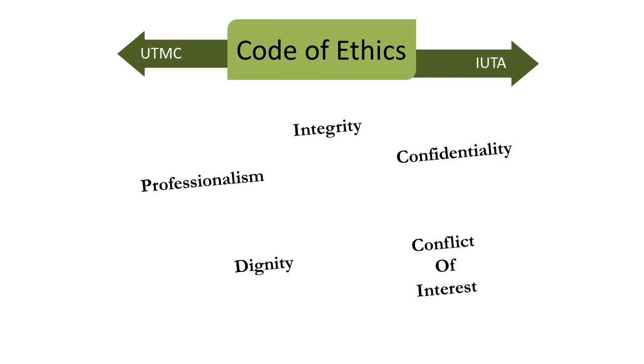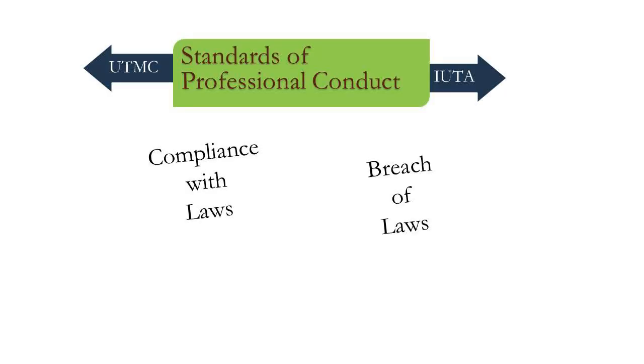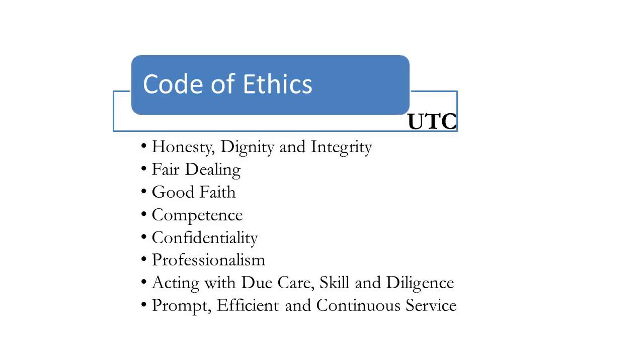The other one is called standard of professional conduct. So there are 2 types. One, you comply with the law, and what happens if you break the law? Code of ethics are all about this. I mentioned this now. Honesty, dignity, integrity, fair dealing. You fair with customer, you tell them all the risks involved, all that. Good faith. The customer trusts you, you don't break the trust. Competence, you are able to give the good advice to your client. If you are not able to do, you go and get somebody else to help you. And confidentiality, professionalism, acting with due care, skill and diligence.